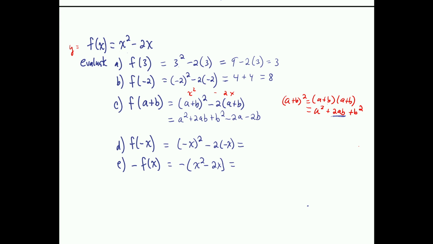f of -x works kind of like the -2, except we're working with an x value here. We'll do (-x) squared, which is going to be positive x squared. Minus 2 times minus x will be plus 2x. And then if we want the negative of f of x, we'll do negative of the quantity x squared minus 2x. So we'll distribute the minus, we'll get minus x squared plus 2x. You can think about the minus as like a minus 1.